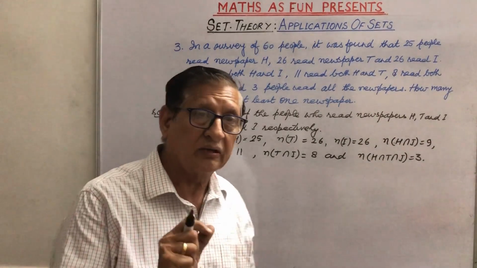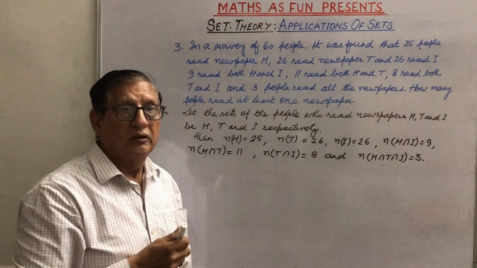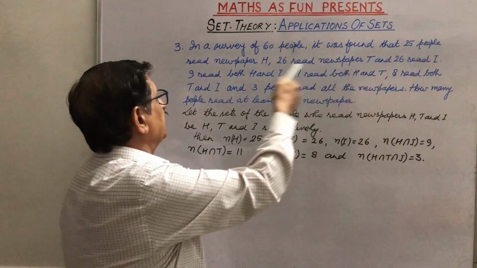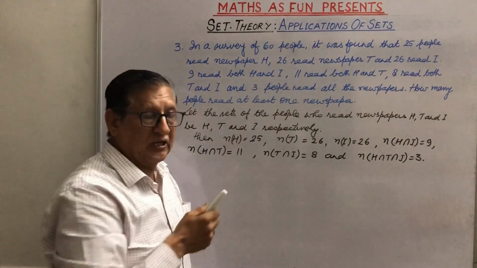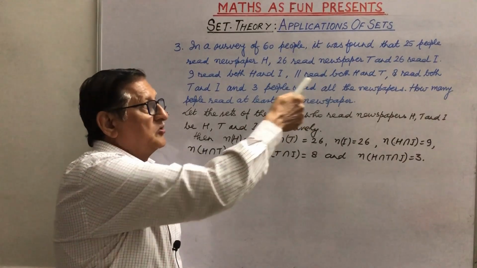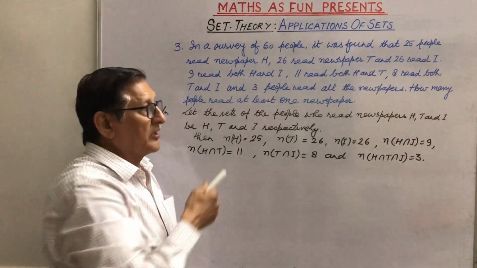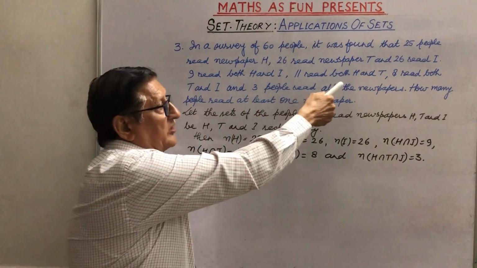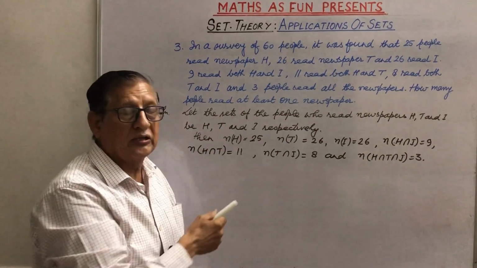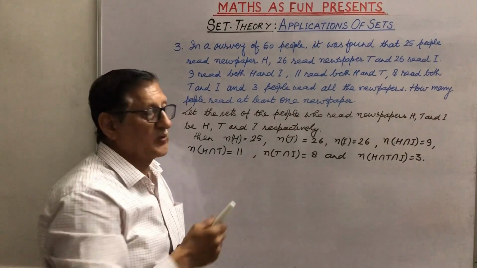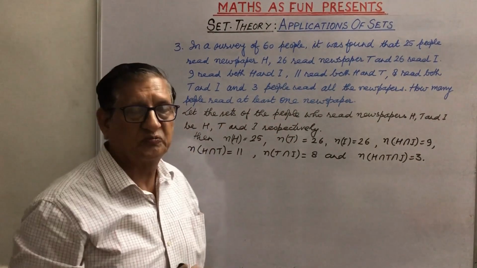The next problem we discuss here is, in a survey of 60 people, it was found that 25 people read newspaper H, 26 read newspaper T and 26 read newspaper I. 9 read both H and I. 11 read both H and T. 8 read both T and I, and 3 people read all the 3 newspapers. How many people read at least one of the newspapers?